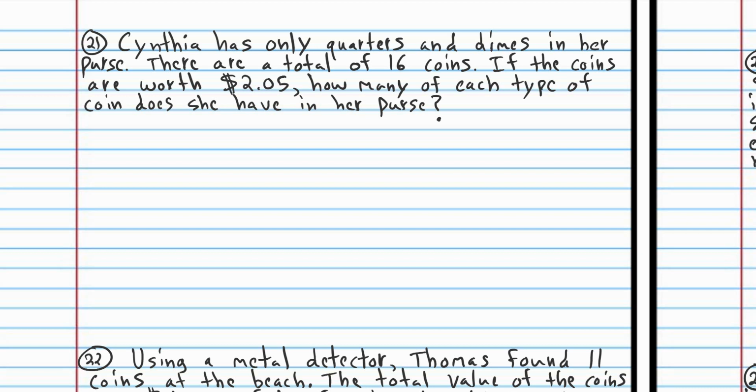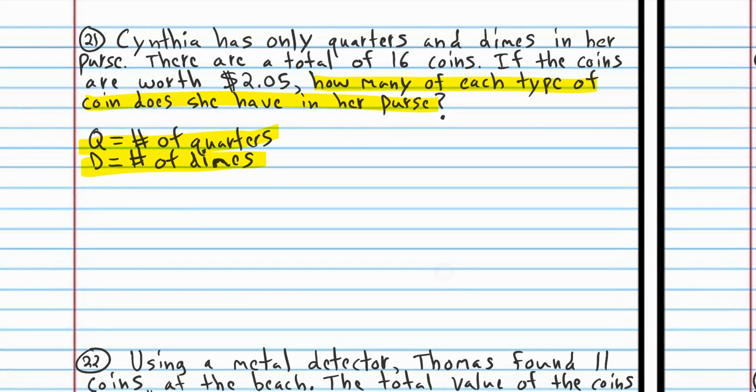All right, we're back. How many of each type of coin does she have in her purse? So obviously Q is going to be the number of quarters, and D is the number of dimes. Again, you must write this. I know it's tedious to have to keep writing the definitions of your variables, but you have to do that. It's the most important part of the problems. And try to write legibly, unlike me.